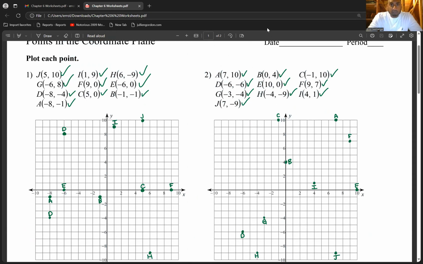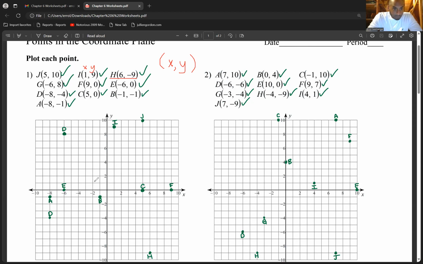Yep. Okay, so with these things, the main thing is just to remember that the x is always first, right? So this is your x and this is your y. So just remember that x is first, comma, y is second. Okay, I is good. H is (6, -9). That one's good.